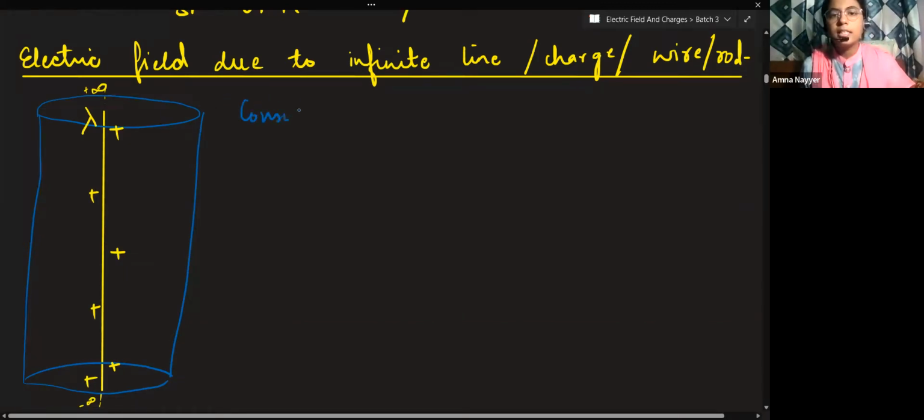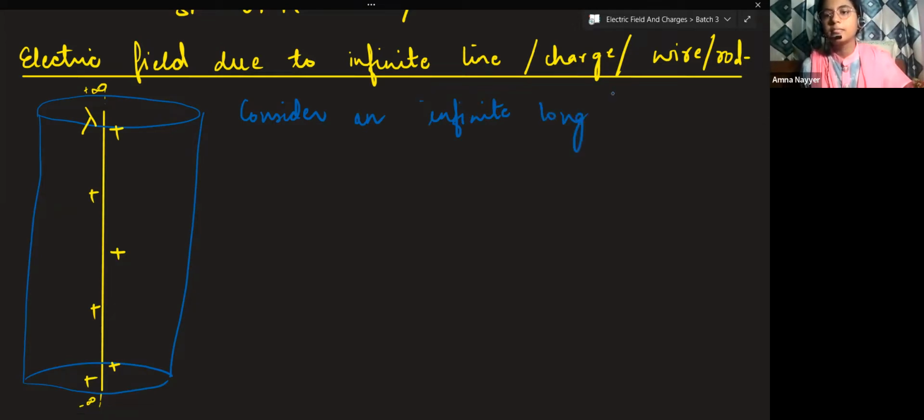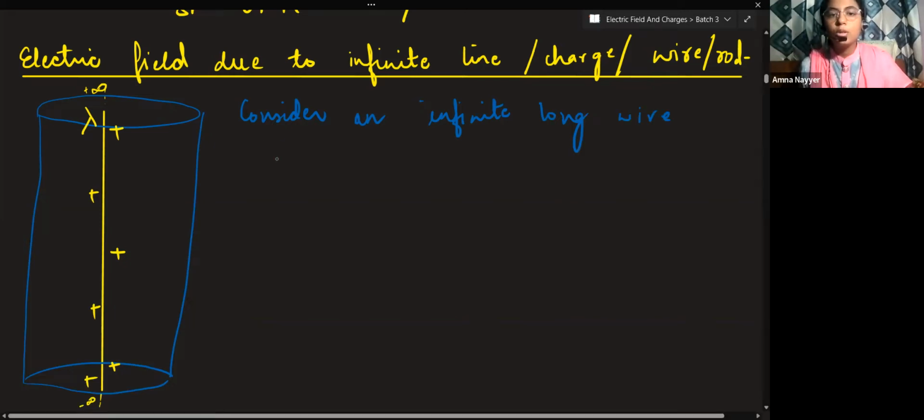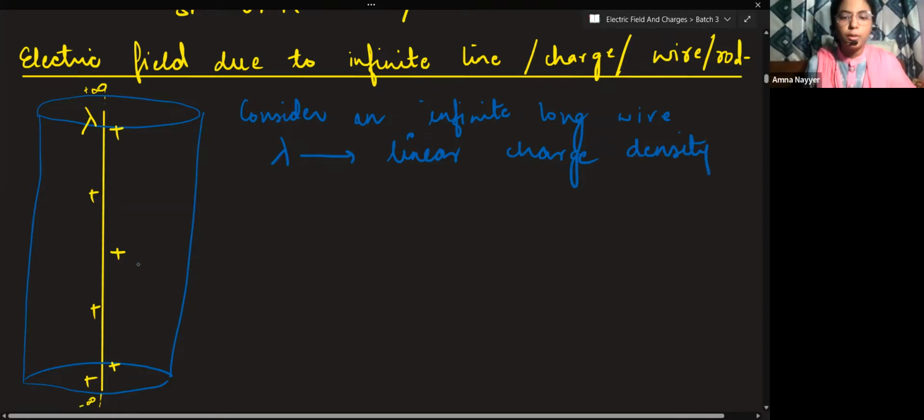So consider an infinitely long wire whose lambda is the linear charge density. Linear charge density means charge per unit length.